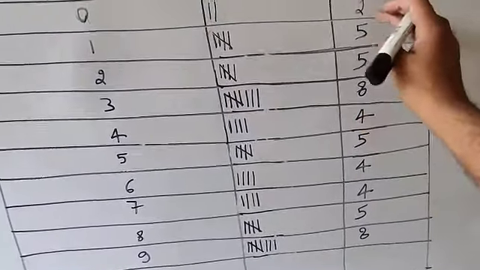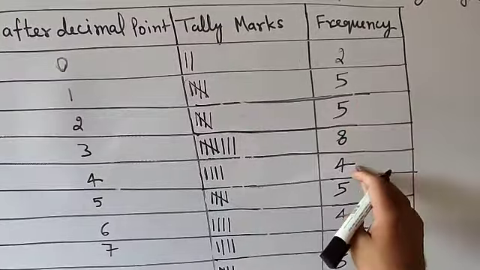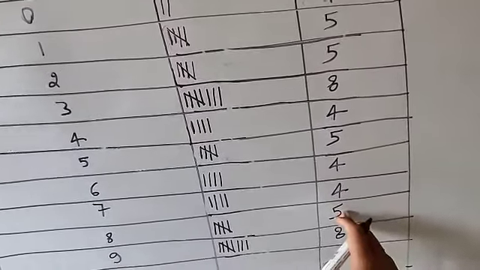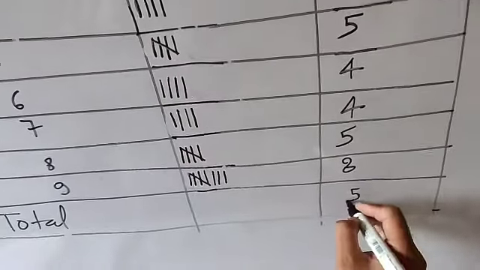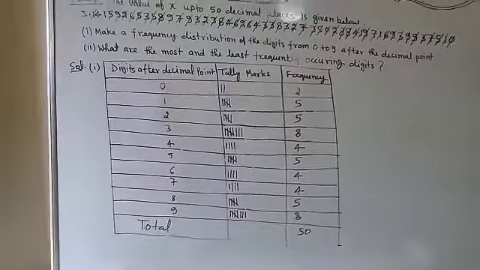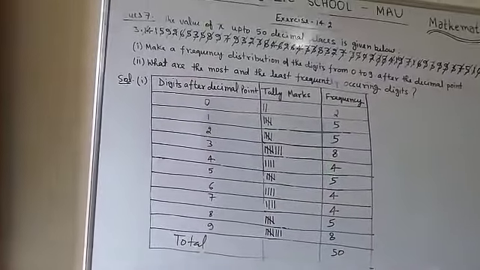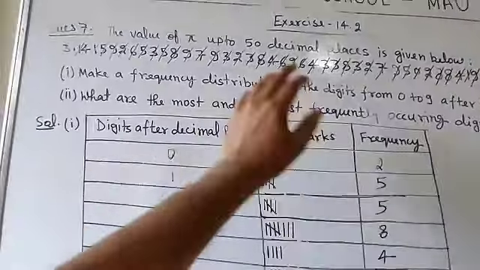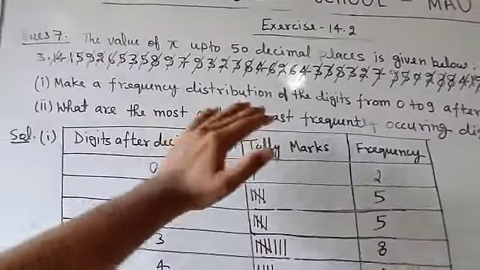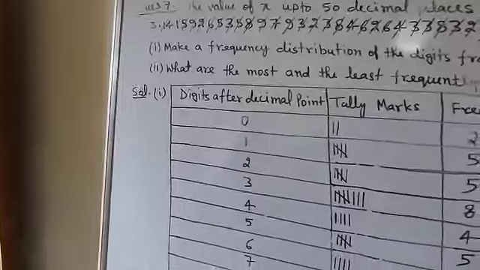So if you add 2, 5, 7, 5, 12, 8, 20, 24, 29, 33, 37, 5, 42, 8, 50. So the sum is 50, it means all the values are represented here. Like 0 after the decimal is coming 2 times, 1 is 5 times, so that is the frequency. Now that is the first part.